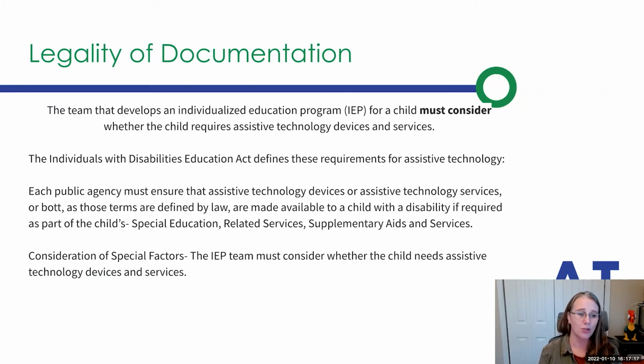This comes from the Individuals with Disabilities Education Act, so IDEA. And these are those requirements that the law states. It says that each public agency must ensure that assistive technology devices or assistive technology services, or both, as those terms are defined by law, are made available to a child with a disability if required as part of their child's special education, related services, supplementary aids and services. So once the team determines that assistive technology is needed, once it's written into the IEP, the team and the school must provide those resources for a student. So this whole process is really important in getting these tools to our students and meeting our legal obligations.